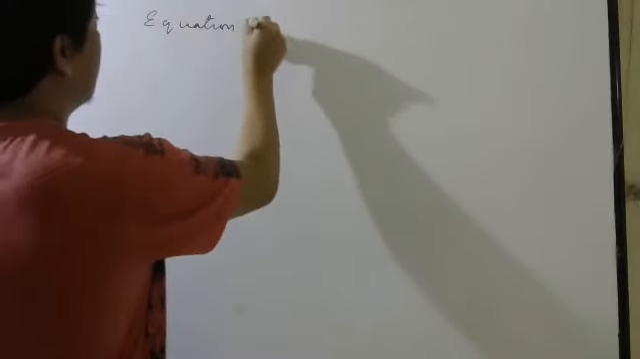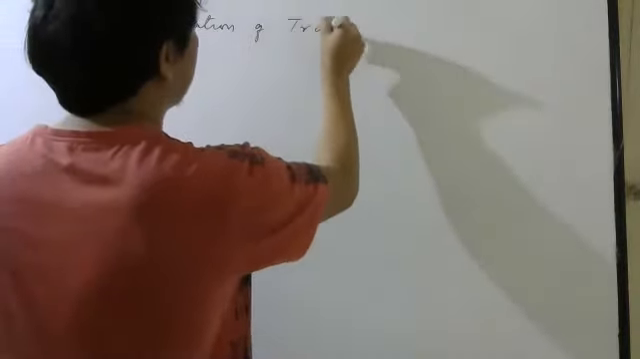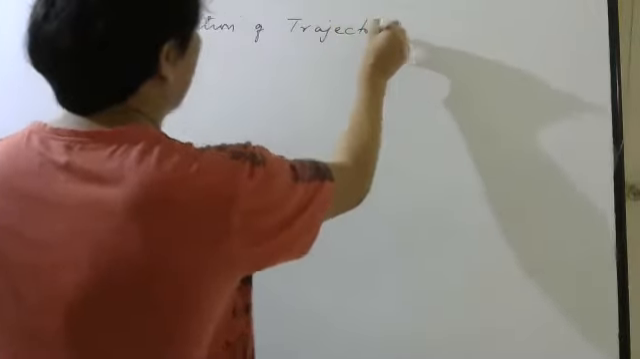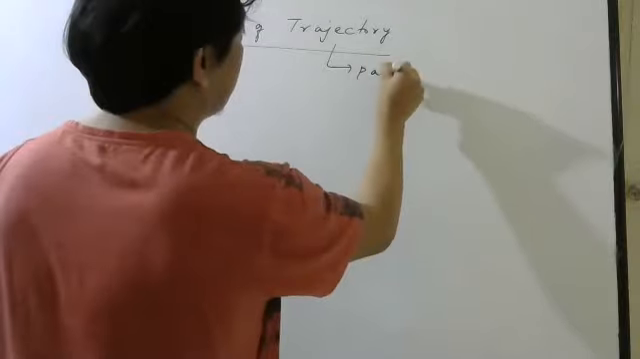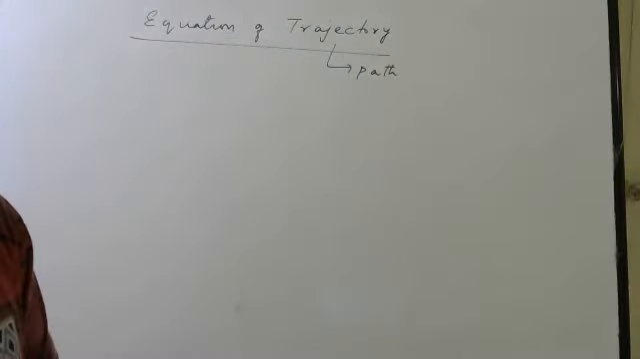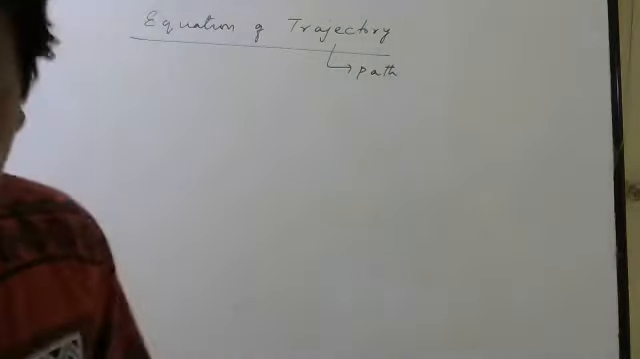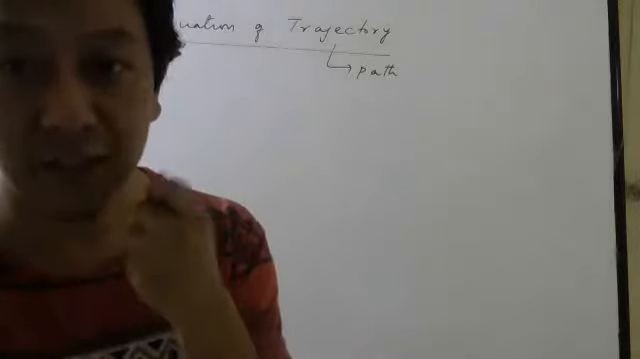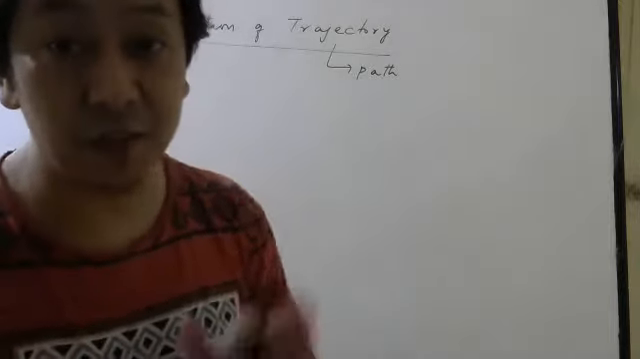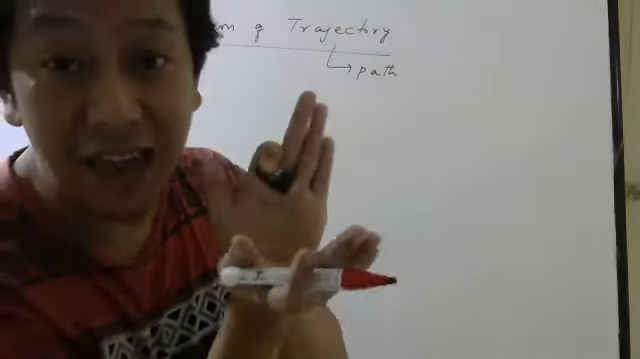Equation of trajectory. I had told you in class, trajectory means nothing but path. Trajectory means path. Okay, now what is the meaning of this? What we have to derive is basically a relation between y coordinate and x coordinate.